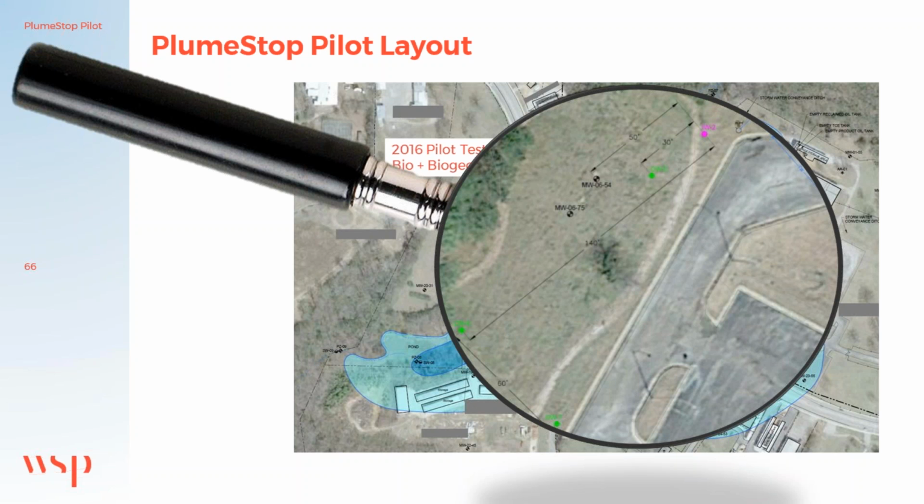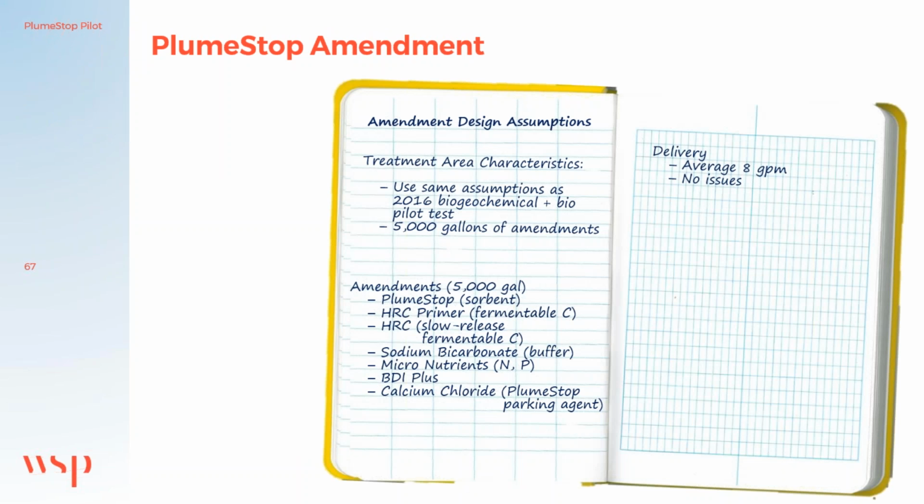For the amendment design, we assumed the same aquifer characteristics as the biogeochemical pilot. 5,000 gallons of amendment fluids were added. The amendment was comprised of PlumeStop. PlumeStop is an activated carbon source and, as Maureen mentioned, a sorbent matrix. It is sterically stable in groundwater. The sorbent characteristics basically attract the contaminant, the biostimulants, and the bioaugment all into one spot for efficient treatment.